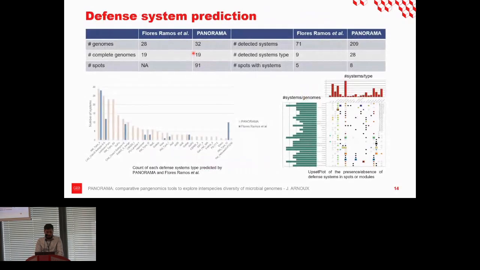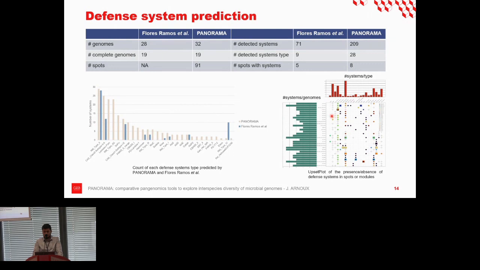So we used 32 genomes based on the 28 genomes of the publication. In our study, we detect 91 spots with PPanGGOLiN. With PANORAMA, we predict 209 systems for 28 different types of systems. And we could link our systems to 8 different spots. In comparison to the publication, we retrieve all the different systems that were predicted manually in the previous publication.